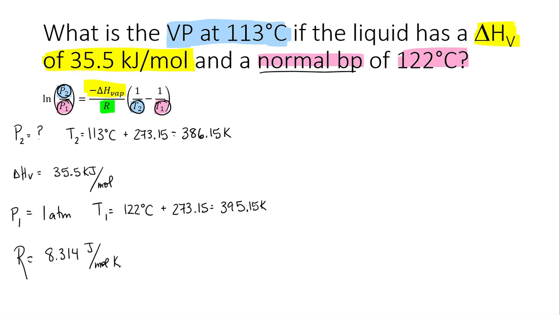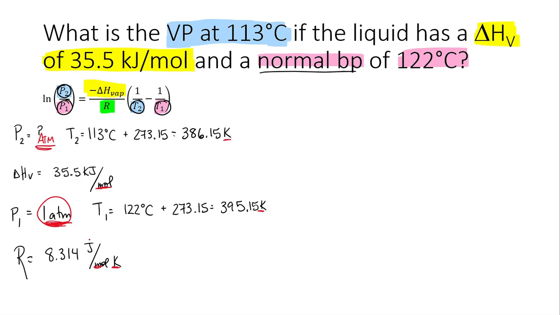Double check. Make sure your units make sense. The first thing I'm going to say is, okay, my P1 is in terms of atmospheres, so that's going to pop out my P2 in terms of atmospheres. They're divided by each other. As long as they have the same units, they're going to cancel. So if P1 is in atmospheres, P2 is in atmospheres. My gas constant is joules per mole Kelvin. Moles is fine, that matches. Kelvin is fine, that matches.